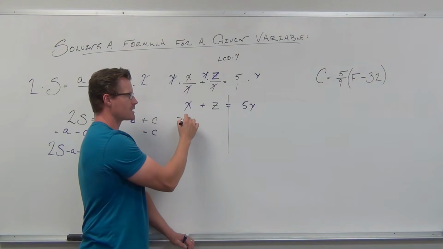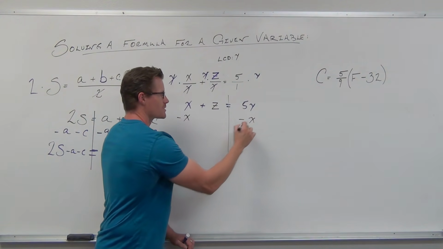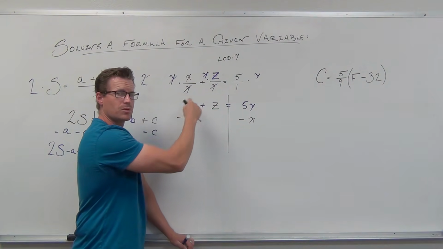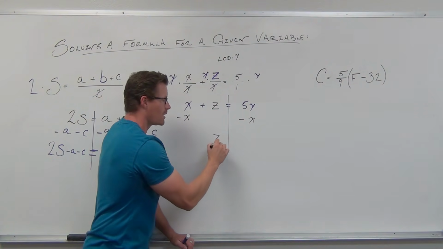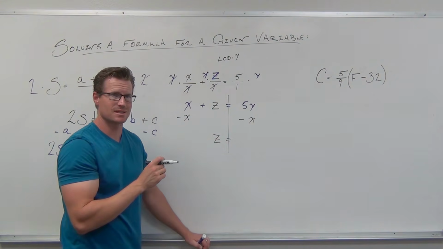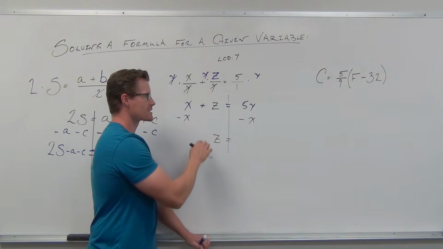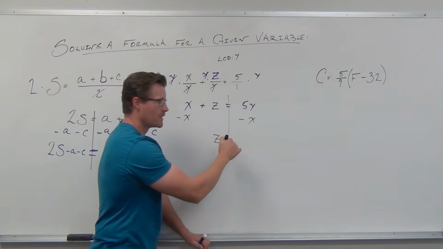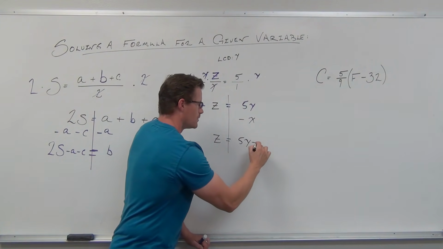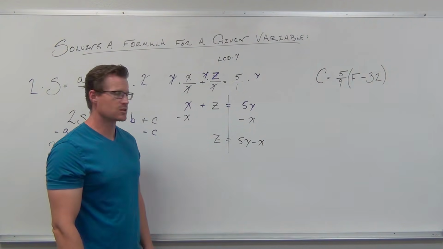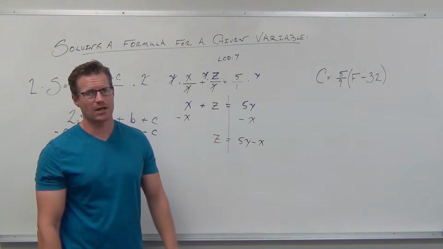I want this to completely disappear from this side. What I do to one side, I have to do to the other side. x minus x is 0. 0 plus z is z. That's why we want zeros with addition and subtraction. You add 0 to a number, it doesn't change the number or variable. On the right hand side, you have to do the same thing. So we have 5y minus x. You're done. That's completely solved for z, the variable I asked you for.